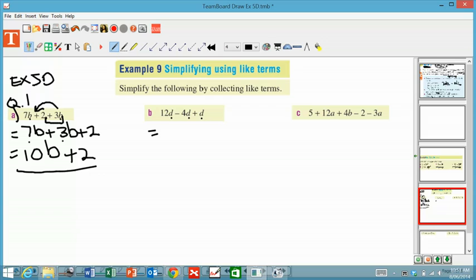12D take 4D. So 12 take 4 is 8. Put the D after it. And I'm going to put this D at the end. Haven't dealt with that one yet. I only worked out the 12 minus the 4. Now we've got 8D plus D.